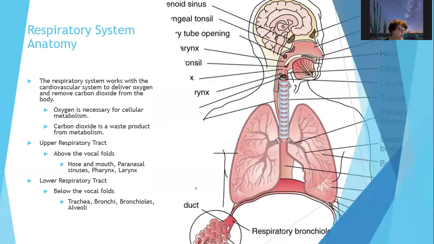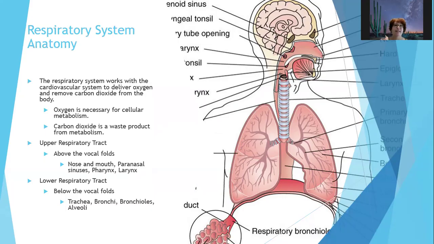And so the respiratory system or the pulmonary system is a vital body system that works together with the cardiovascular system to deliver oxygen and remove carbon dioxide from the body. So those are two very important things. Oxygen is necessary for cellular metabolism and healing. I always say oxygen equals healing.